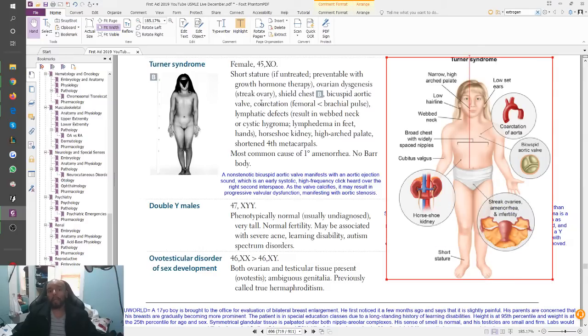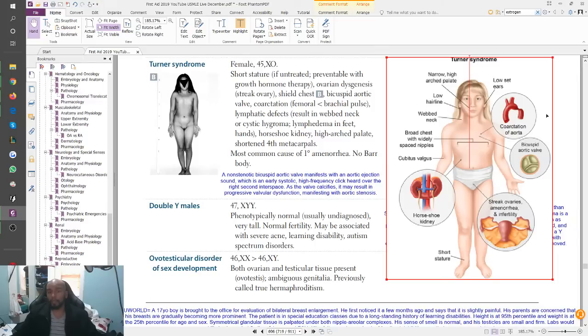Bicuspid aortic valve, coarctation of the aorta. Lymphatic defects leading to webbed neck or cystic hygroma and lymphedema in the feet and hands. Horseshoe kidney and a high arched palate with shortened fourth metacarpals. Now any of these things give you a lot of space for questions. If your question is about a horseshoe kidney, then of course you have to remember this gets stuck under the inferior mesenteric artery. You also have to remember there will be accessory vessels, blood vessels from the aorta for the horseshoe kidney. You have to remember the bicuspid aortic valve is a problem, and that can cause different kinds of murmurs.